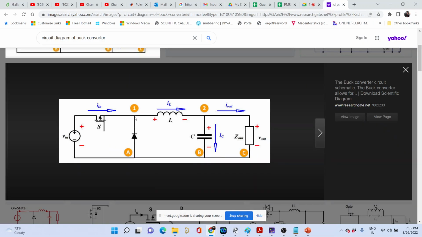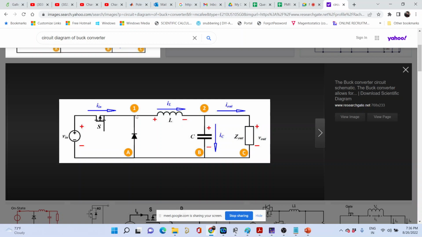I am saying that this point is at a floating potential. Suppose this point is at 5 volt. Assume that this is at a 5 volt potential. Now you are applying some 10 volt over here with respect to ground. So the voltage across this becomes 10 minus 5, that is 5 volt. So instead of applying 10 volt, you are applying 5 volt across these terminals.